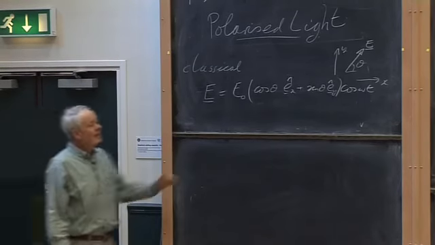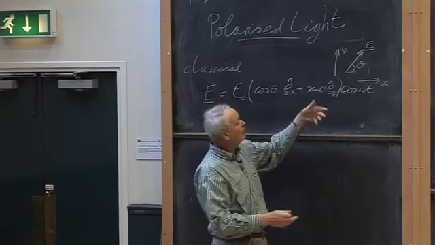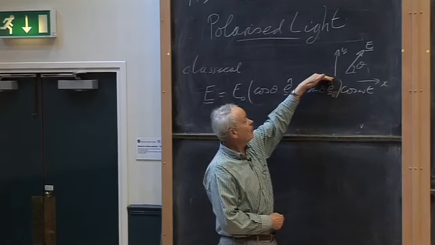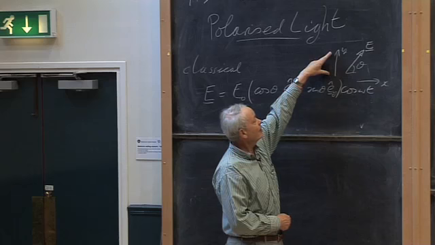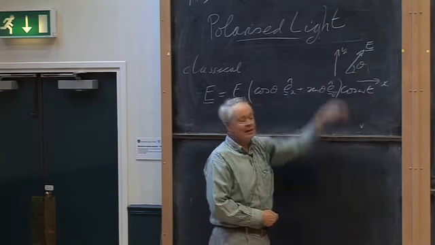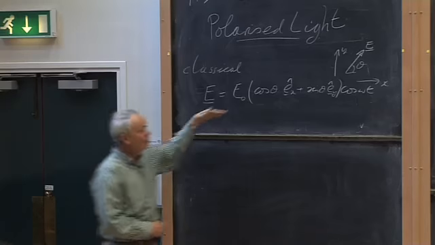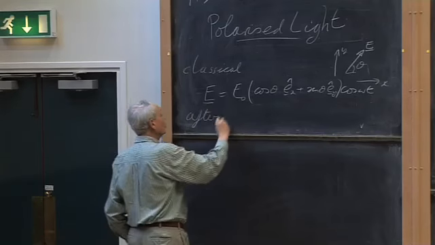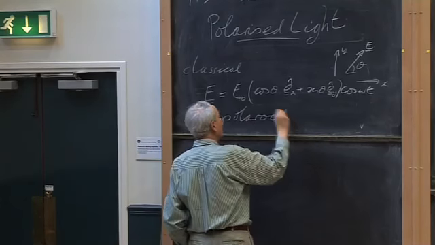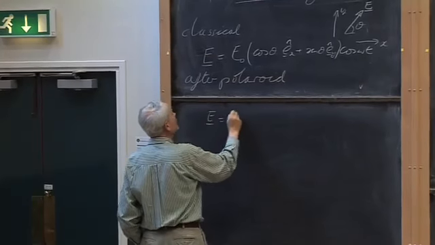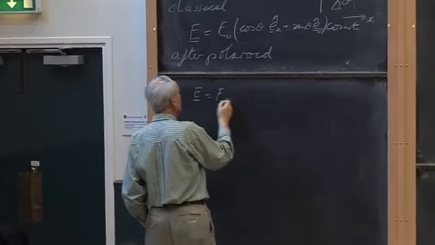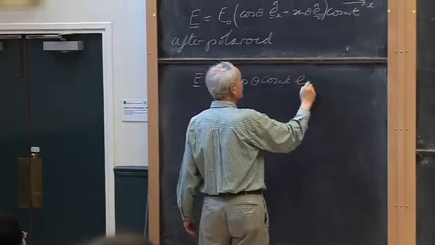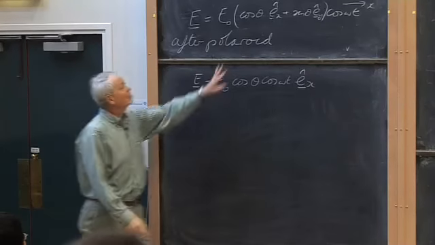Right. Now, supposing this beam comes along and it hits some Polaroid, and let's imagine that the Polaroid blocks the electric vector. So Polaroid blocks one of the polarizations. Let's orient our piece of Polaroid so it kills the oscillations parallel to the y-axis and lets only through the oscillations parallel to the x-axis. So after Polaroid, we're going to have that E is equal to E naught cos theta cos omega t e_x. It just wipes that out.